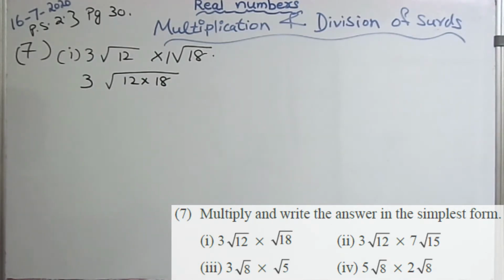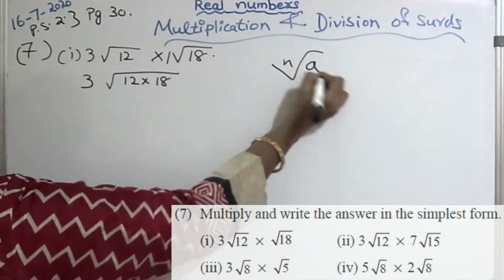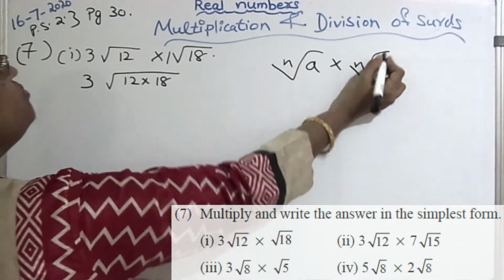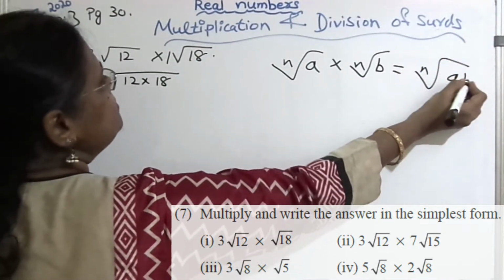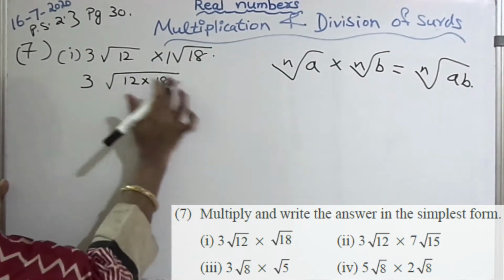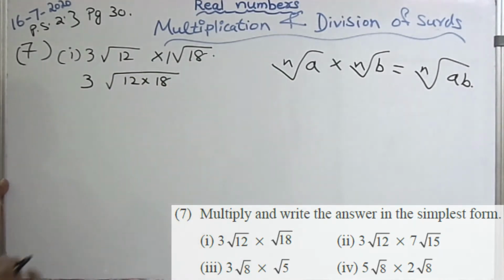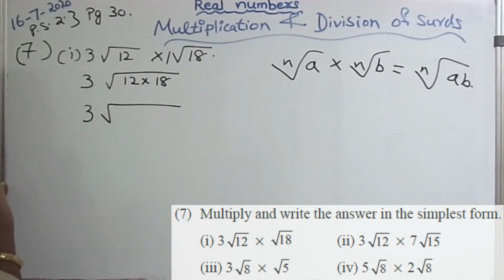I had given you in the law of surds: nth root of A into nth root of B is equal to nth root of AB. So just multiply the radicands. In the same way, root 12 into root 18 will be root of 12 into 18. It follows from this law. So you get 3 root of, multiply 12 into 18.